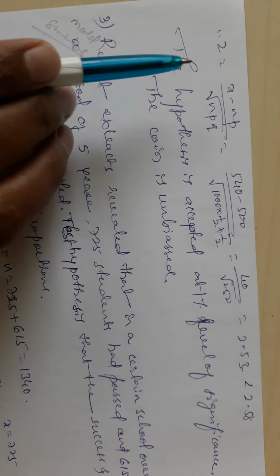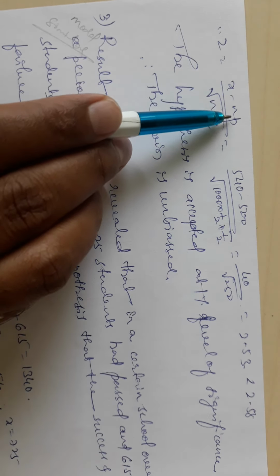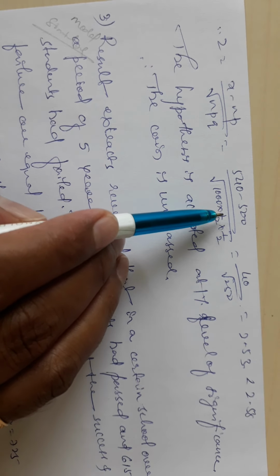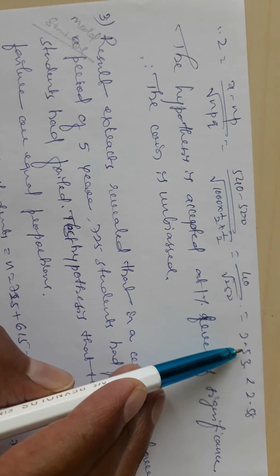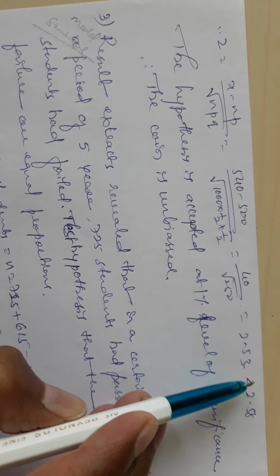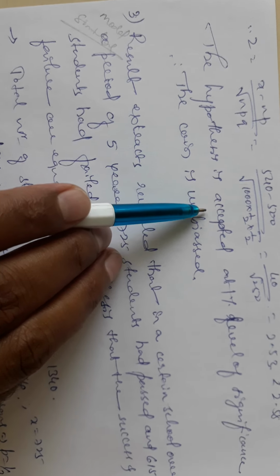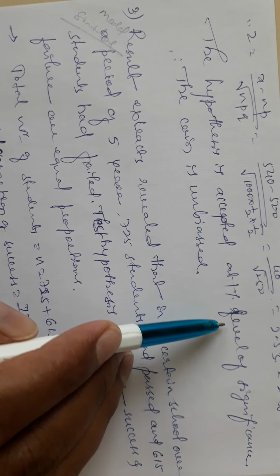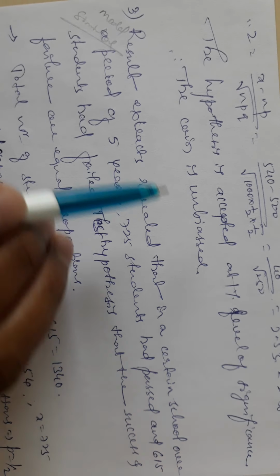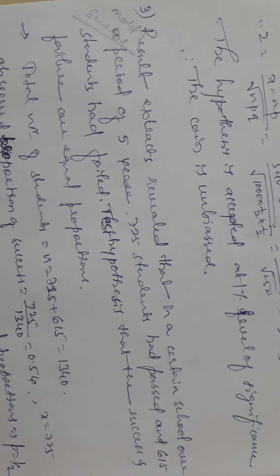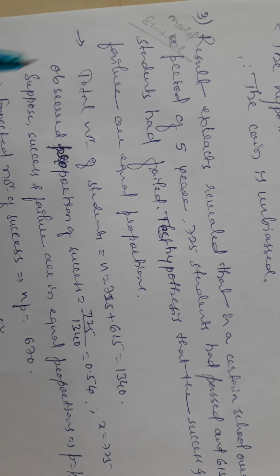And we have the formula z equal to (x minus np) divided by the square root of npq. By substituting and simplifying, we get 2.53, which is less than 2.58. Therefore, the hypothesis is accepted at the 1% level of significance. Therefore, the coin is unbiased. Now we will go for one more example.